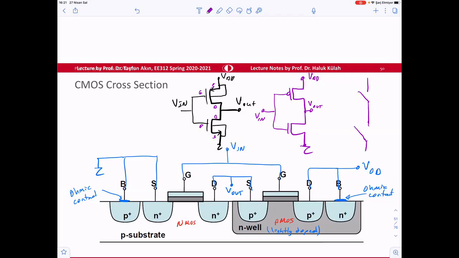as simple as this. So we have a switch to the inputs. Depending on the input, V out is either connected to VDD or connected to ground. Okay, so this is how we represent the transistor.